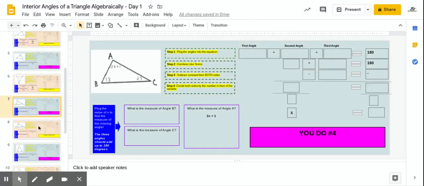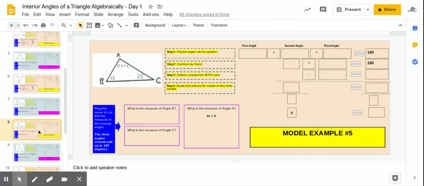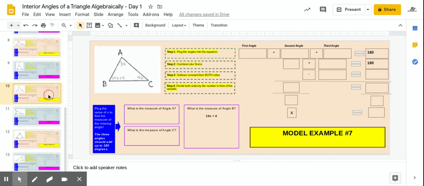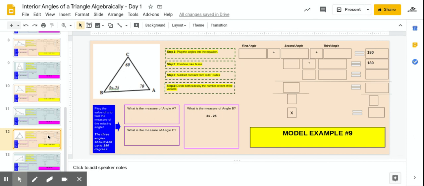Okay, you guys are going to do the next you do example. I'm going to skip this one, and I'm going to go to slide 12. Okay, so again, I gave you a triangle ABC. We have to figure out the measure of angle B. So in order to do that, I have to create my equation.